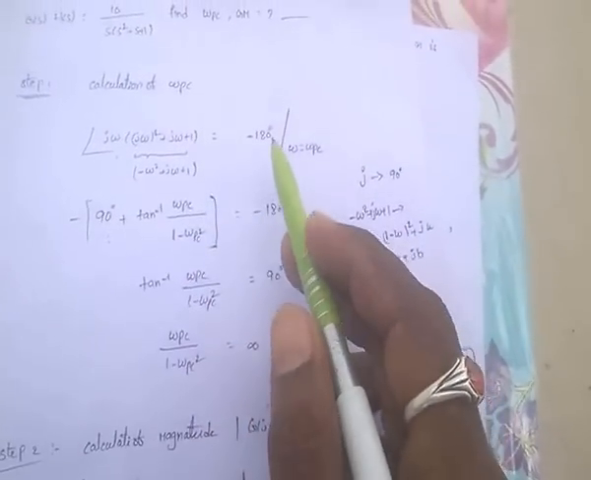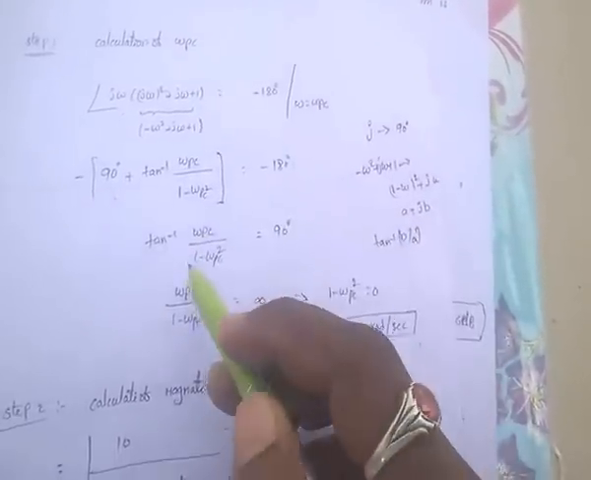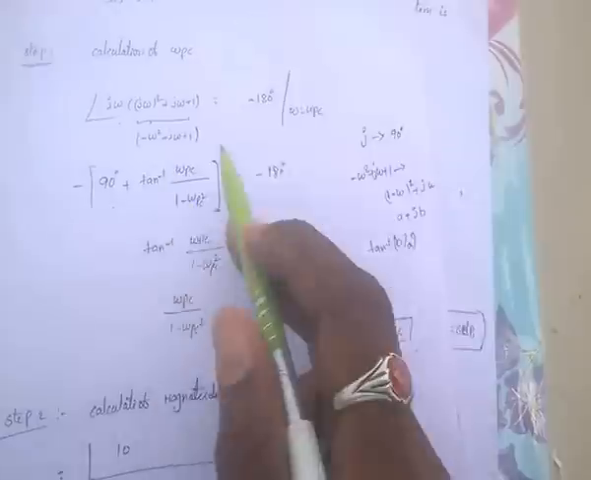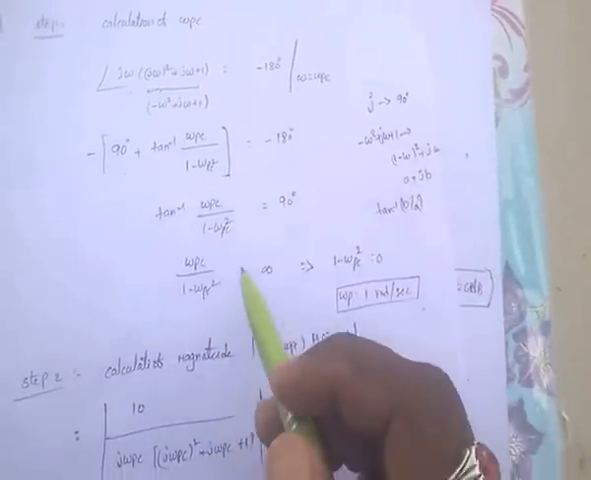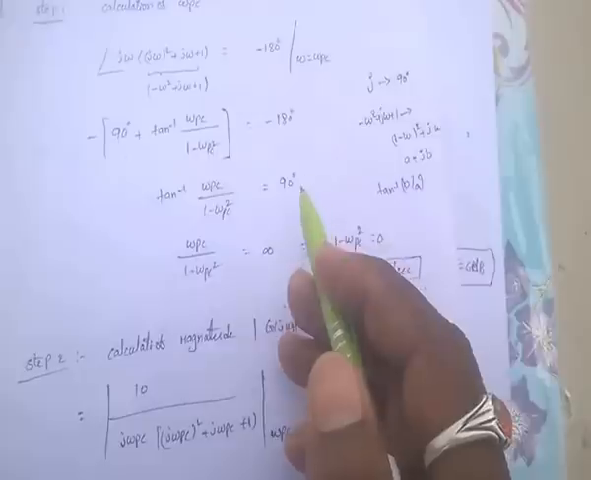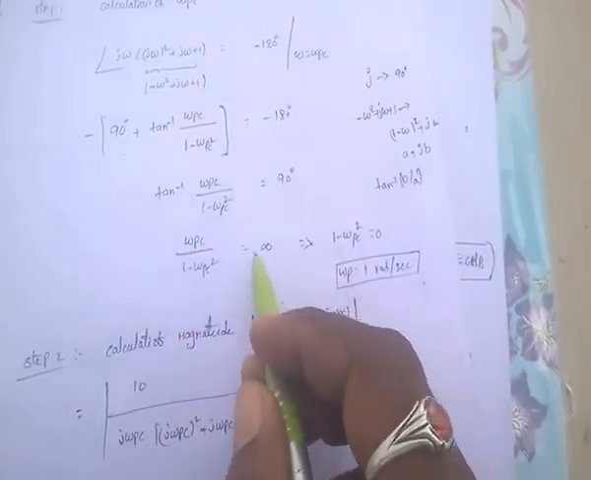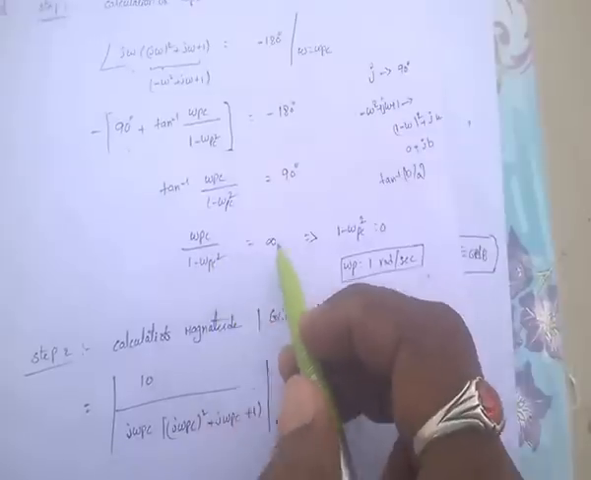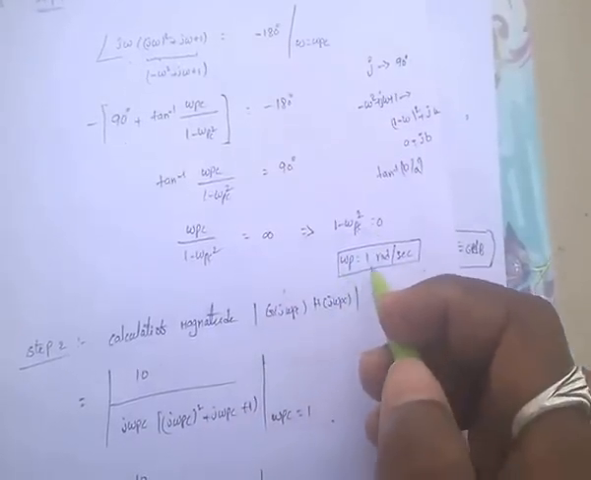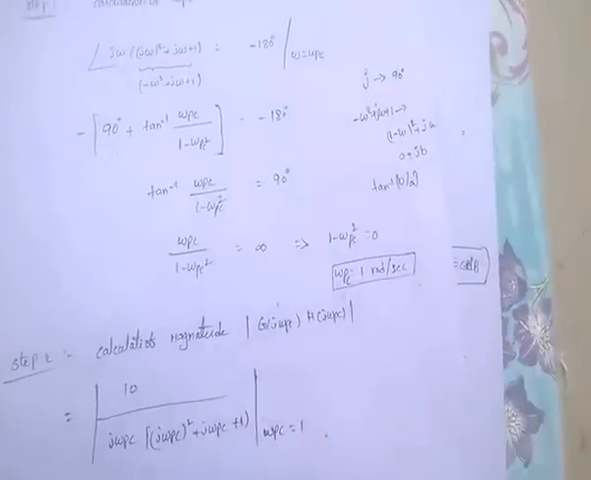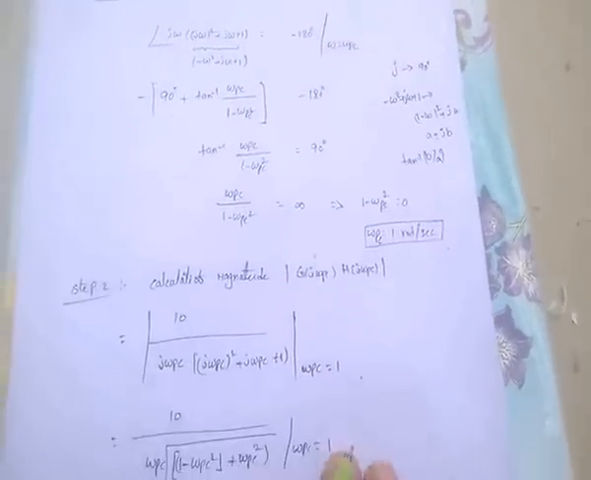That equal to minus 180 degrees. Here tan inverse of omega PC by 1 minus omega PC square equal to 90 degrees. That is, if tan inverse goes to that side, tan 90 is infinity. In this case 1 minus omega PC square equal to 0, that is omega PC equal to 1 radian per second.